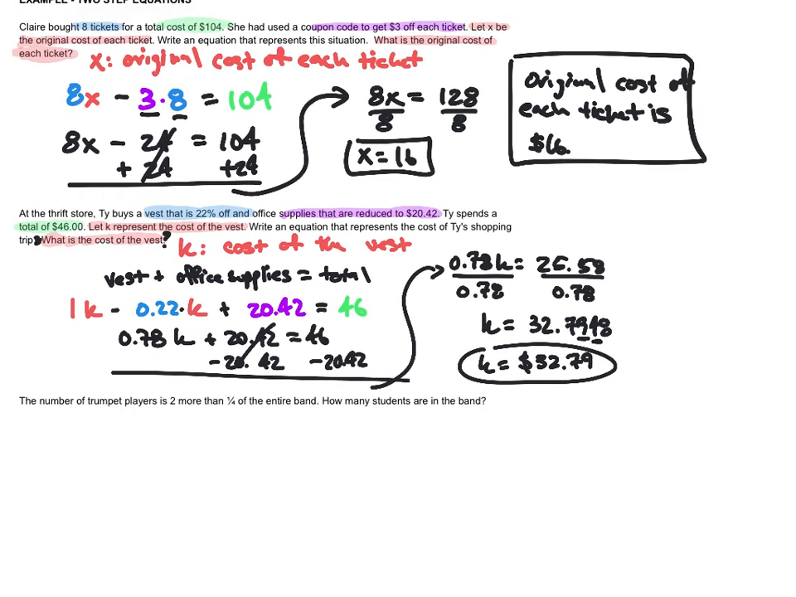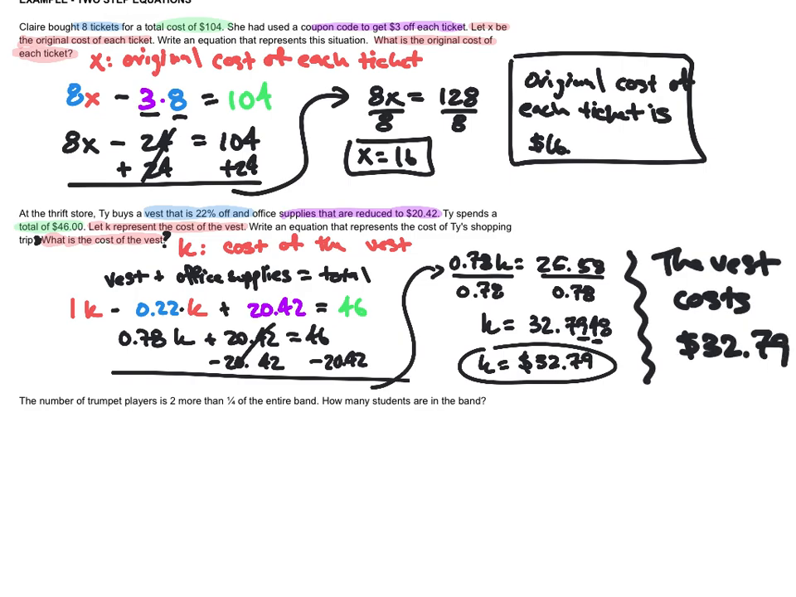All right, so we would want to actually write that out. Now, I know that I have more room on my screen than you do on your paper, but just make sure you're writing small here, okay? So the cost of the vest is $32.79, all right? And that's what we can do here. Let's take a look at the last one on this page.